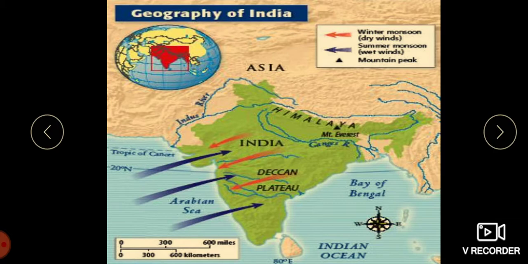So the Arabian Sea branch, what happens, children? It strikes the Western Ghats and causes heavy rainfall on the western side of the Western Ghats. When it goes from the western part to the eastern part of the Western Ghats, what happens? The rain starts decreasing, and this area we call the rain shadow area.